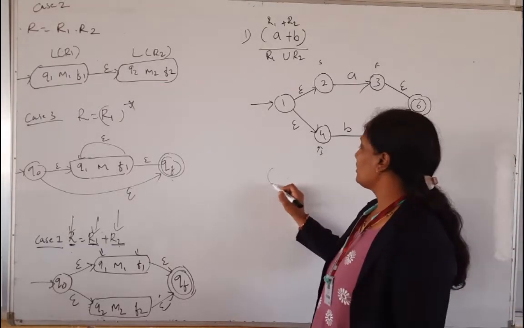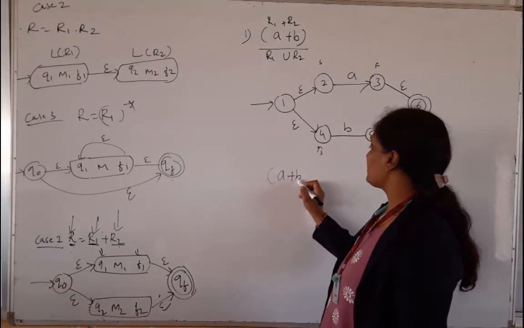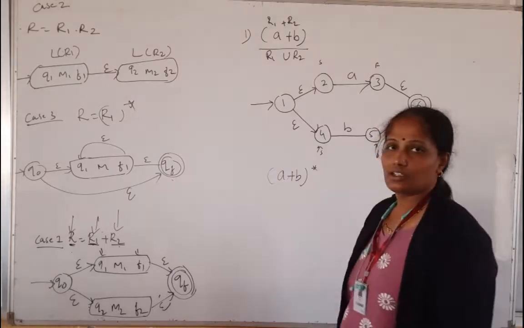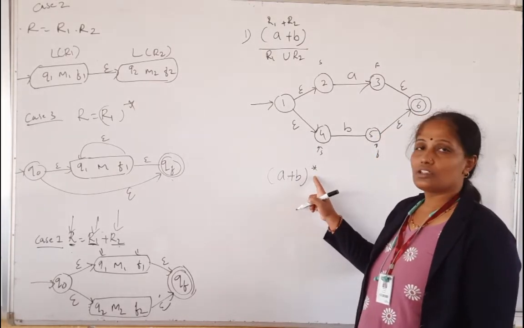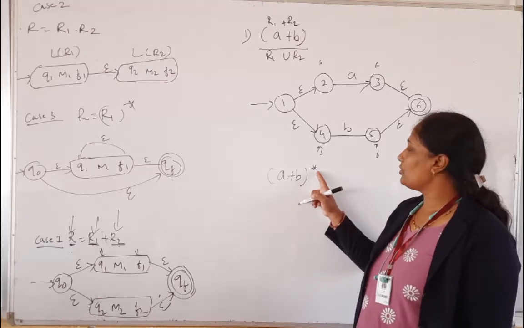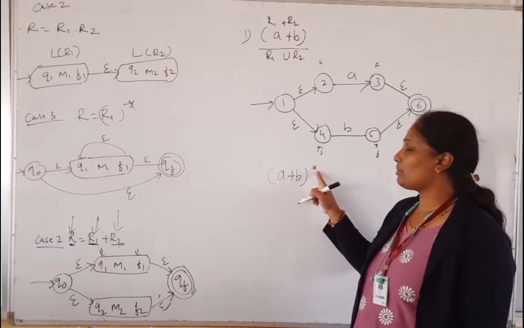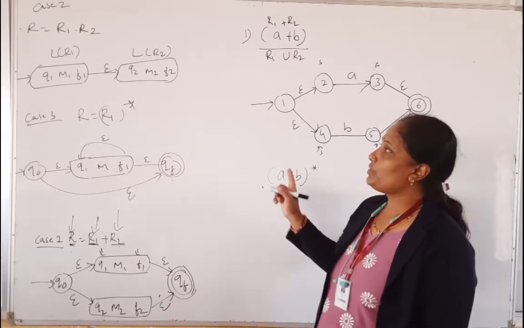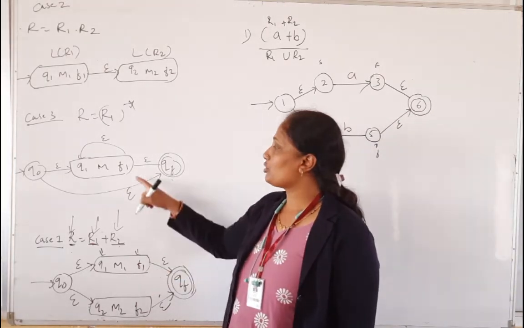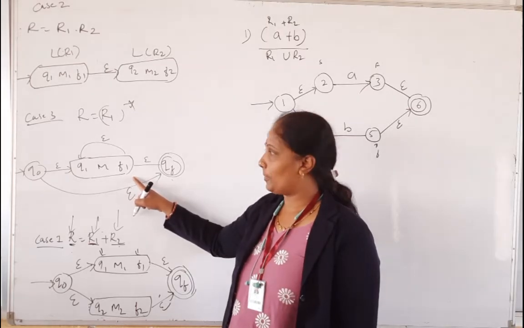Next, assume that the regular expression is (A plus B) star. What does star indicate? It is the Kleene closure, which tells us that whatever is preceded by the star occurs zero or any number of times. So at that time, which case should I consider here? I should consider case number 3.